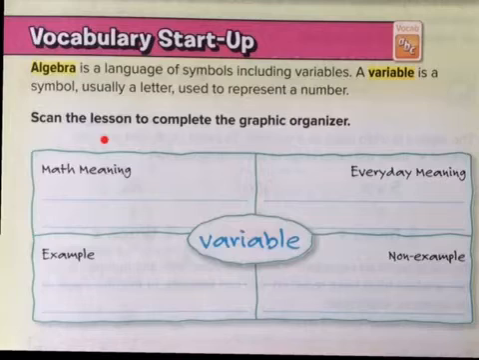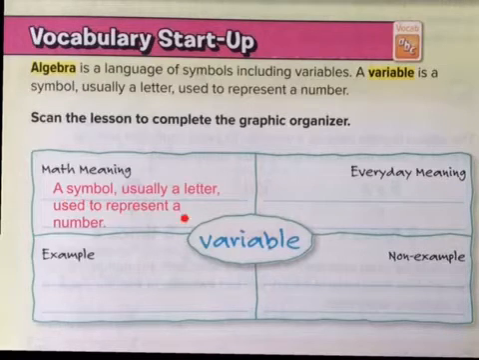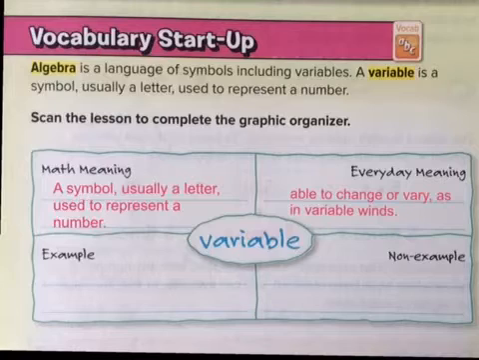So let's scan the lesson and complete the graphic organizer. Well, we don't really have to scan the lesson, we can answer this together. What is the math meaning of variable? Here it is. So it's a symbol, usually a letter, used to represent a number, okay? A number that we might not know. The everyday meaning means able to change or vary. Like the word vary, see, variable comes from vary. To change, okay? As in variable winds. The winds can be strong or mild, so on.